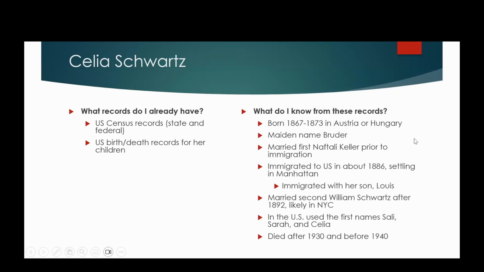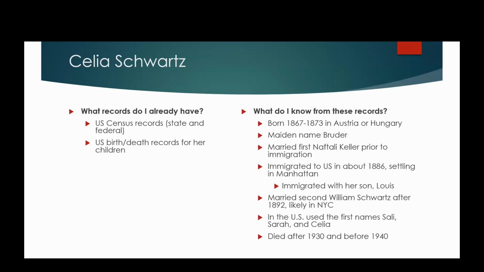Celia, like most other people that we are searching for genealogically, the records are not always consistent. I know that her maiden name was Bruder. She married twice. Her first husband was Naphtali Keller. She married him before she immigrated. She immigrated to the US in about 1886 and settled in Manhattan. And she immigrated with her son, Louis. He was called Louis in the US. I don't know what he was called before immigration.